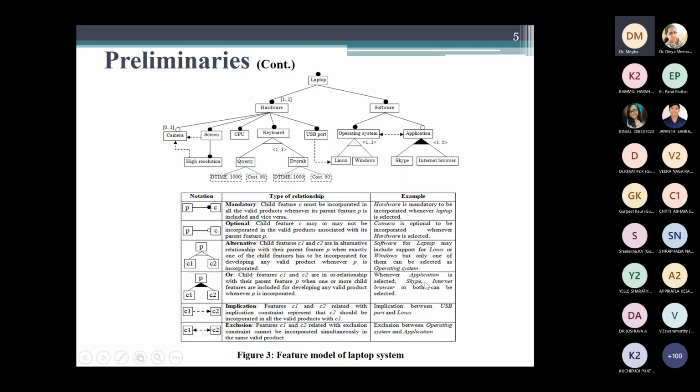So here we have the application. So application is selected. Whenever application is selected, Skype, internet browser, or both can be selected together.